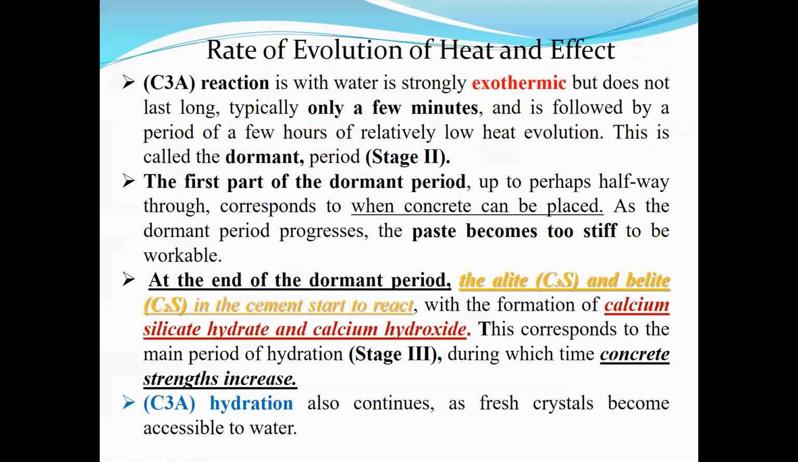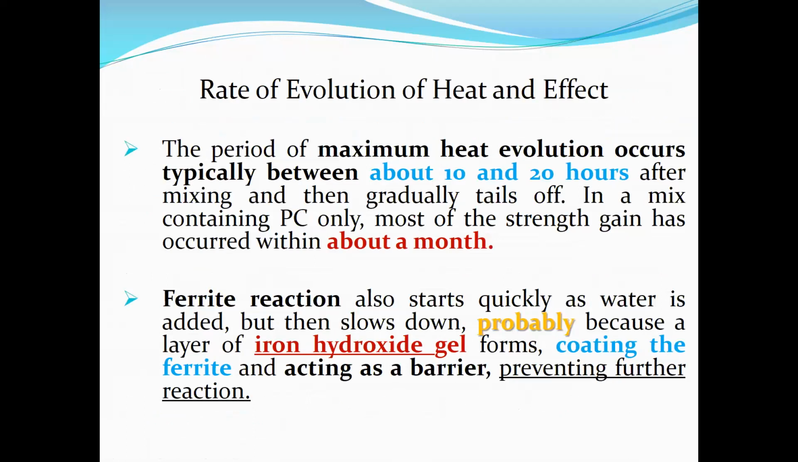Actually this is the main period when concrete strength increases. C3A hydration also continues because fresh crystals become accessible to water. Okay, it continues. The period of maximum heat evolution occurs typically between about 10 to 20 hours after mixing, and gradually it goes down. And in a mix containing PC only, most of the strength gain has occurred within about a month. So it takes almost a month to gain the maximum amount of strength.